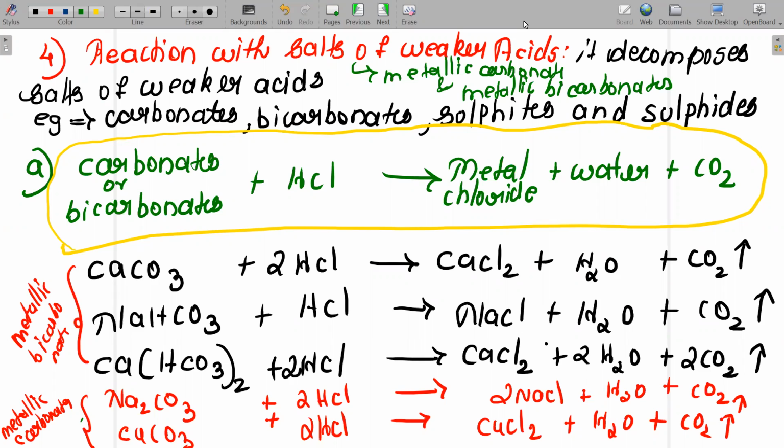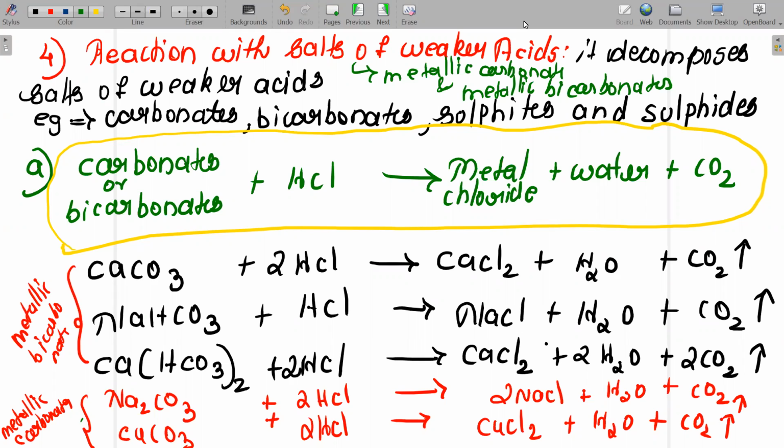So what do you mean by salts of weaker acid? That is an important question, right? Salts of weaker acid means they are metallic carbonates or metallic bicarbonates. Understood? So listen carefully, children. Now we are going to talk about the chemical reaction of HCl with the salts of weaker acid. Salts of weaker acid means they are either metallic carbonates or metallic bicarbonates.